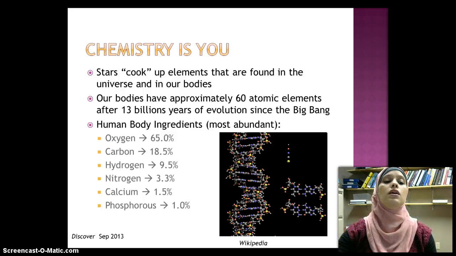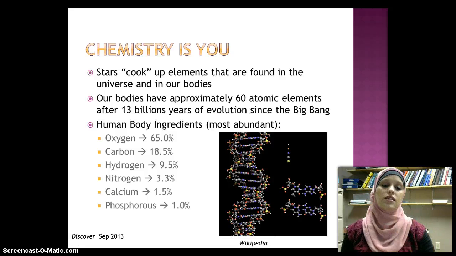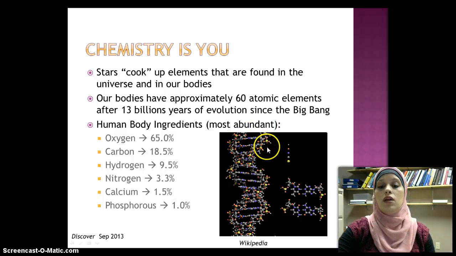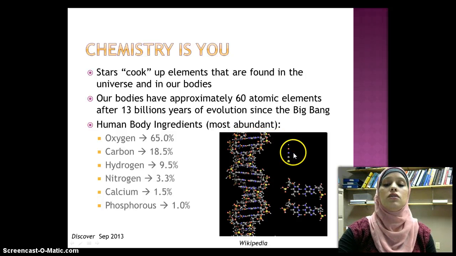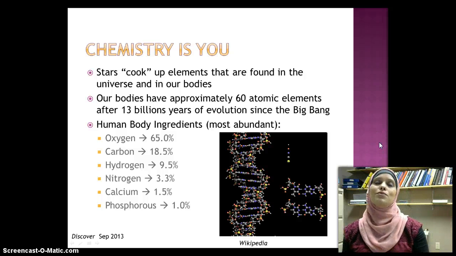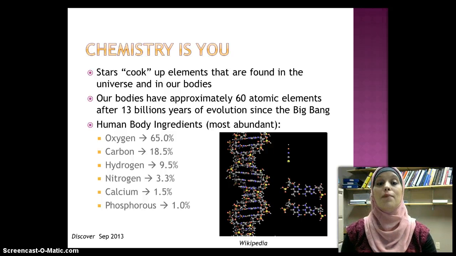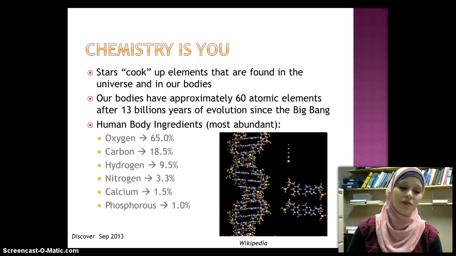Some are more abundant, like oxygen, carbon, hydrogen, nitrogen, calcium, and phosphorus, whereas others we just need a trace amount of, but nonetheless they are essential to life. So you see, this is a picture of the DNA backbone, and all it is is just hydrogen, oxygen, nitrogen, and phosphorus combined. So when it comes down to it, we're really just a big chemical reaction, a big complex chemical reaction.